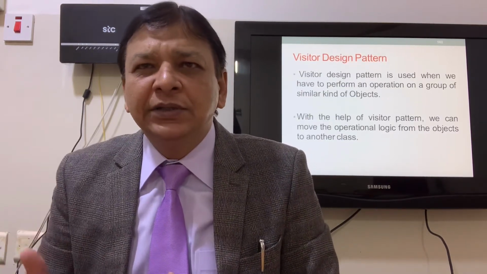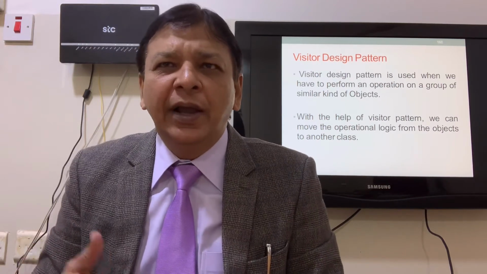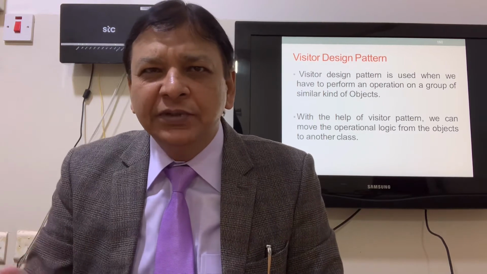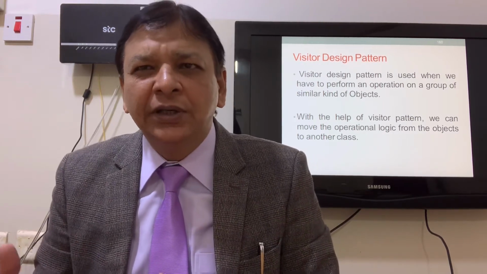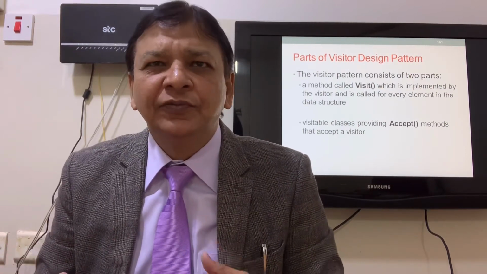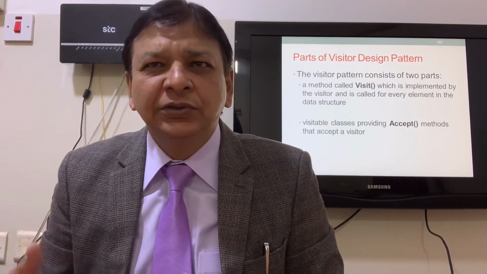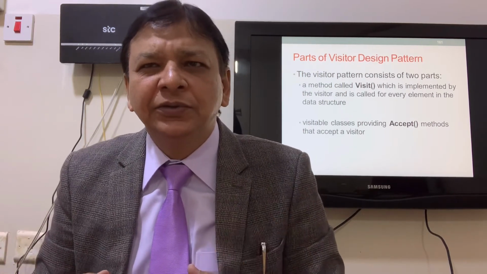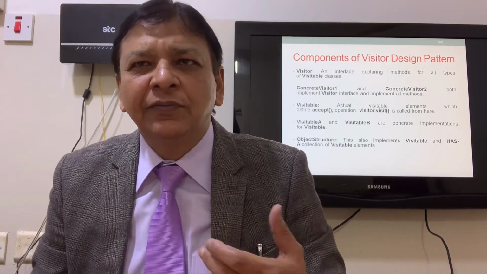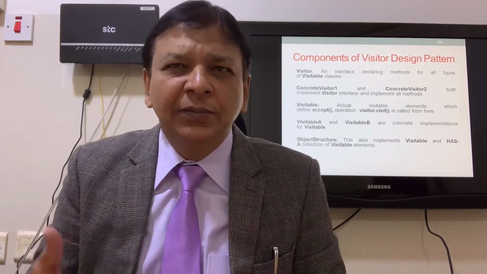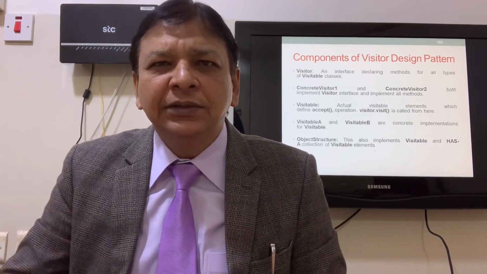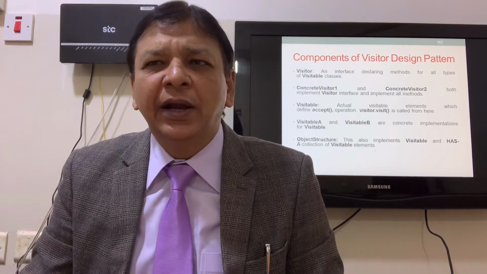The visitor design pattern is used when we have to perform an operation on a group of similar kinds of objects. With the help of the visitor pattern, we can move the operational logic from the objects to another class. Parts of the visitor pattern: we have visitor and we have visitable. The visitor uses the visit method and visitable uses the accept method. So we have the visitor, which has concrete visitor 1, concrete visitor 2, visitable A, visitable B, and we have the object that calls the visitor and the visitable and has a relation.